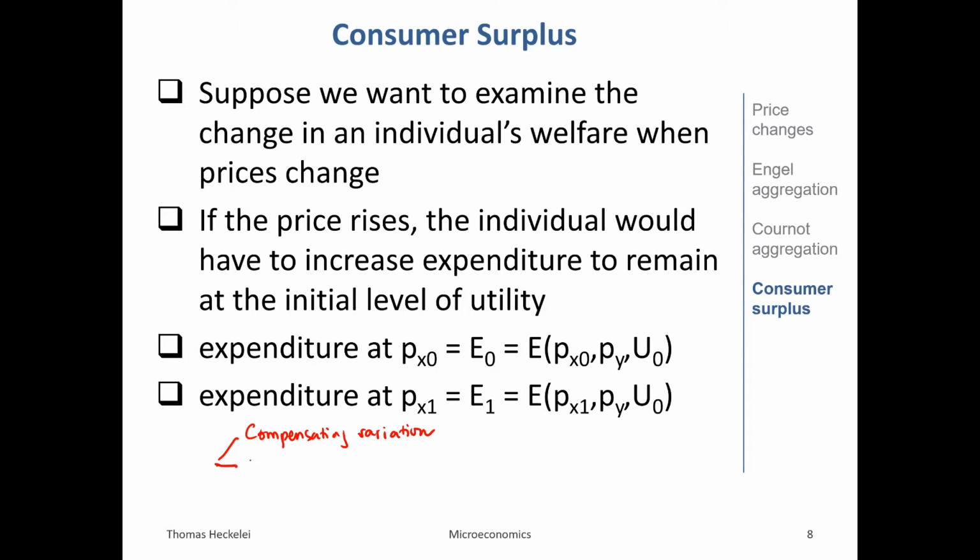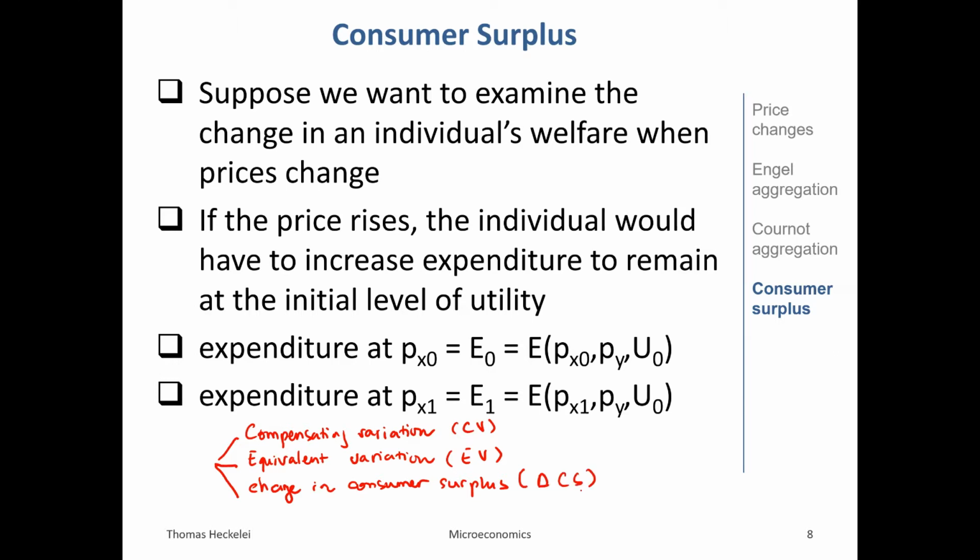The second thing is the equivalent variation. So here's the CV and here's the EV. And another measurement is to use the change in consumer surplus. Let's call it delta CS.